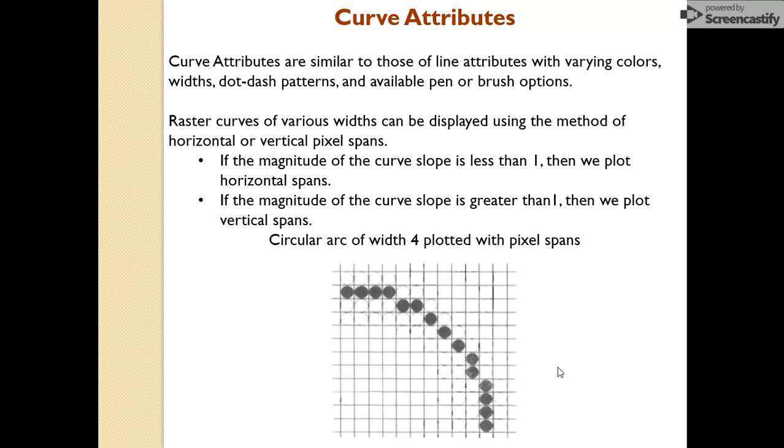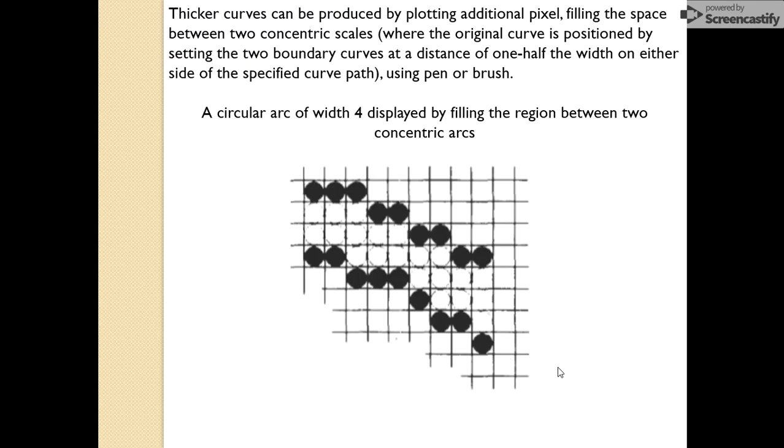So raster curves of various widths can be displayed using the method of horizontal or vertical pixel spans. If the magnitude of the curve slope is less than 1, we plot horizontal spans. Coming to thicker curves, which can be produced by plotting additional pixels. If we have to thicken the line, a curve can be drawn.